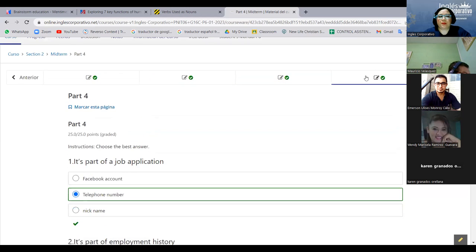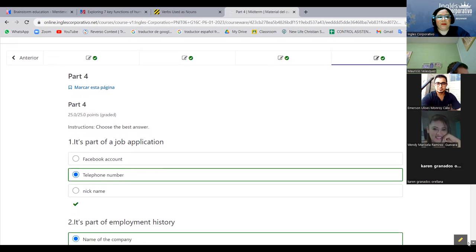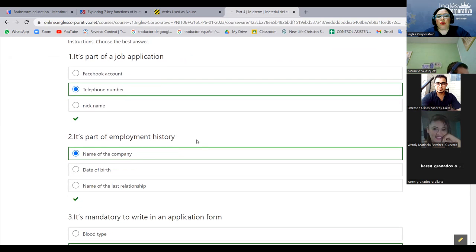Now, part four, it says, choose the best answer. Number one, it's part of a job application. Telephone number, yes, because it's personal information. Remember, personal information and professional information. Facebook account is personal information. Yeah, it could be, but they don't need that. They need a contact phone number, right? So telephone number. It's part of employment history. The name of the company that I work for.